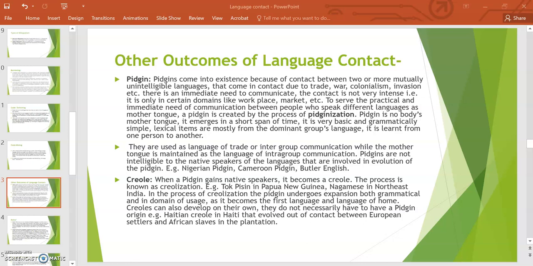In the process of creolization, the pidgin undergoes expansion both grammatical and in domain of usages. So, because now people are using it as native language, or first language, as it becomes the language of the home, it will also have a lot more domains where it will be used. Creoles can also develop on their own. They do not necessarily have to have a pidgin origin. For example, Haitian Creole in Haiti that evolved out of contact between European settlers and African slaves in the plantation. It doesn't have a pidgin origin.